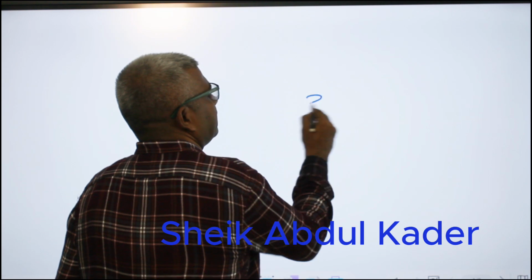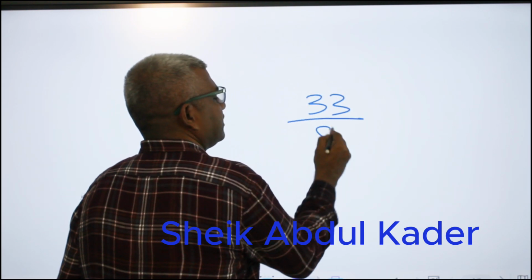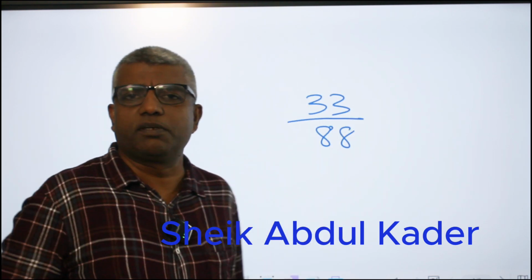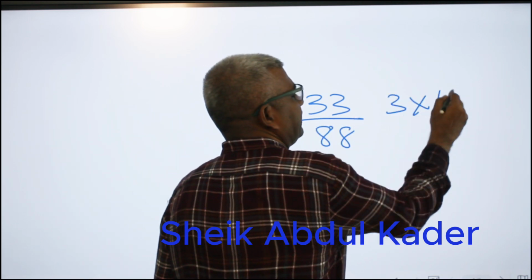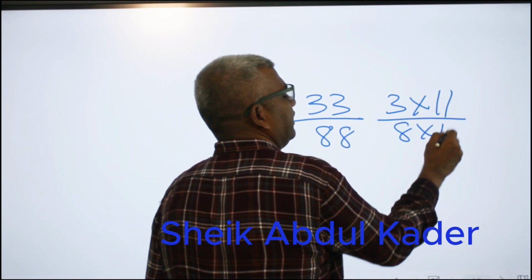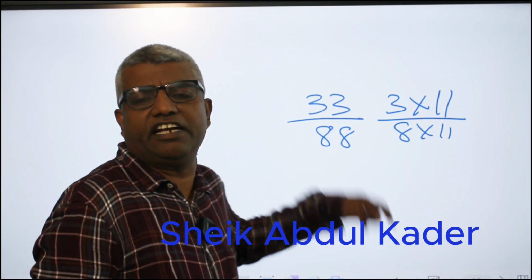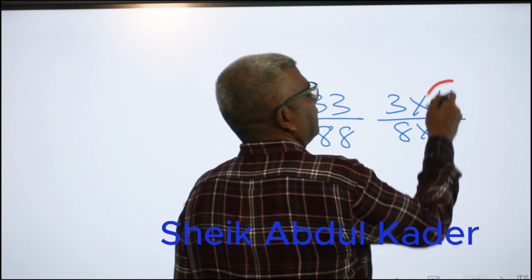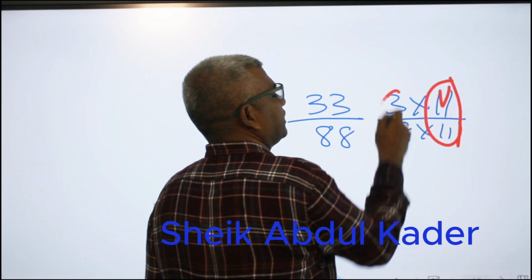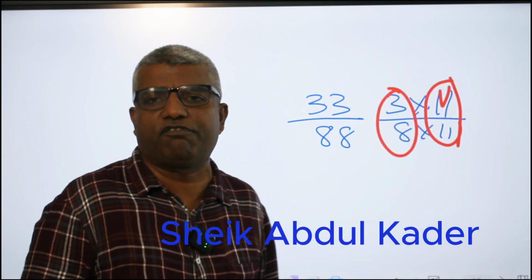For example, 33 over 88. How to simplify this fraction? 33 is 3 times 11, and 88 is 8 times 11. 33 is divisible by 11, and 88 is divisible by 11. So what can we do? You cancel it. So 3 over 8 is the simplified fraction.